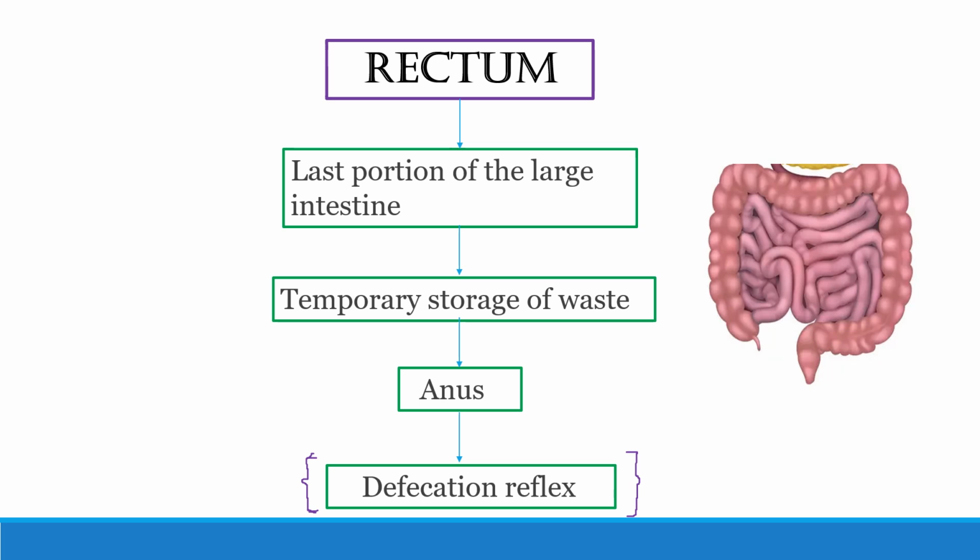We'll try to show it with a different color over here. So this is the rectum, and then we have the final anal portion that consists of the outer and inner sphincter muscles that allow the excretion of the waste material.